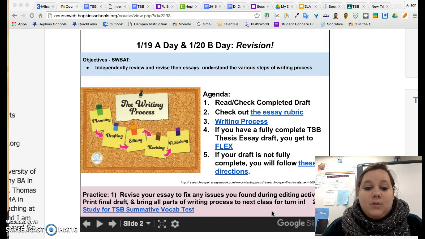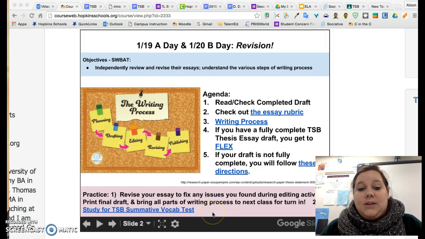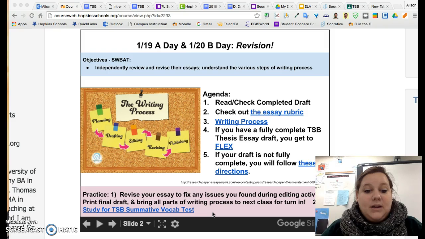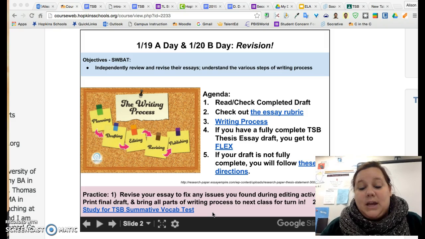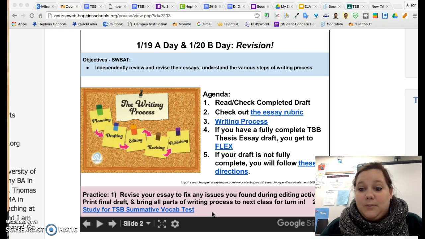The other piece of homework, as you can see, is to study for your summative vocab test. That's going to be Thursday or Friday, and that will be the other last piece that goes into the gradebook before the end of the semester. So it's important that you spend some time studying for that as well.